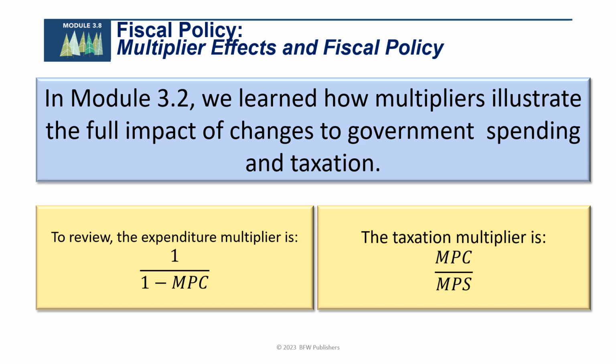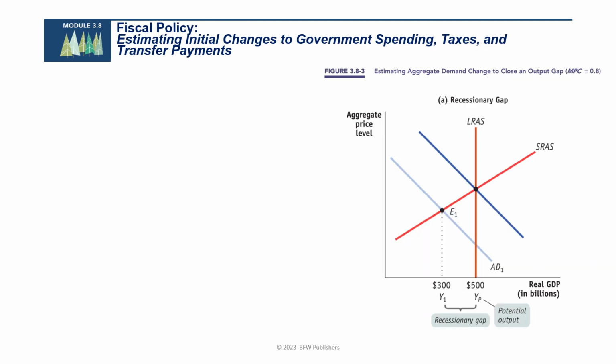Let me give you a quick example. If the marginal propensity to consume is 0.9, what's the size of the spending multiplier? 1 over 1 minus 0.9, 1 over 0.1. 1 over 0.1 is 10. By default, that means the tax multiplier has to be 9. But the math works out to prove this. 0.9 over 0.1 is what? It's 9. Right? But make sure you are familiar with and have memorized these formulas.